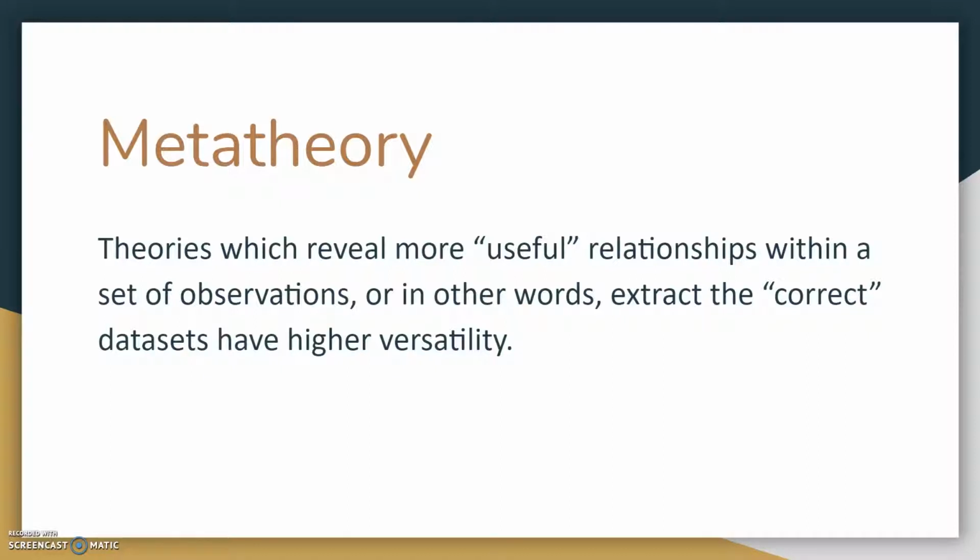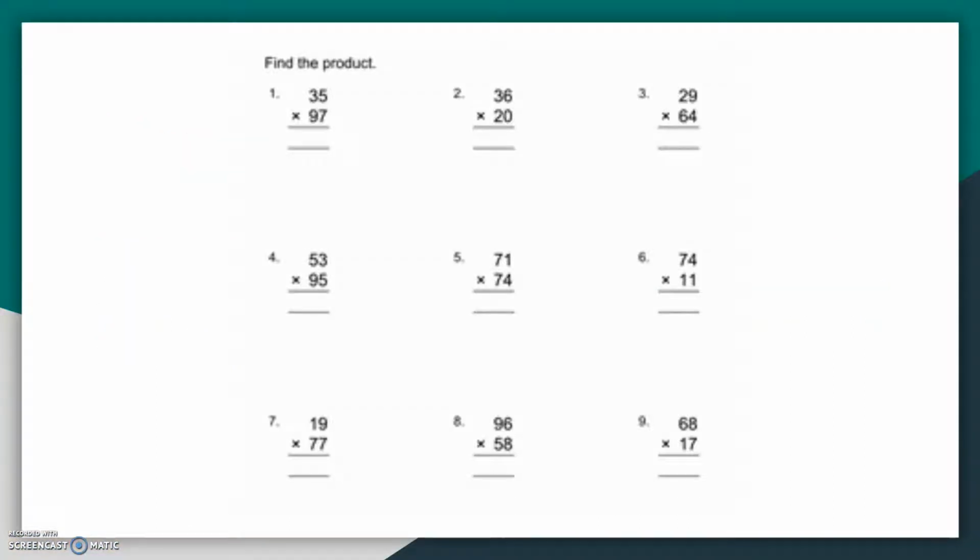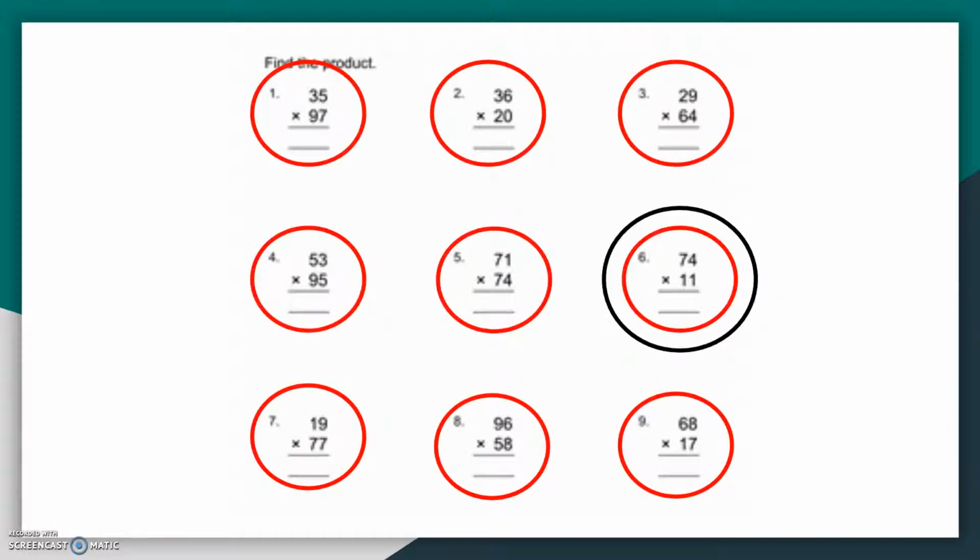The terms useful and correct can only be specified when more context about the situation is known. For example, let's say I have a multiplication test of 9 problems. I want to find out how much more versatile the standard method of multiplication is than the 11 multiplication trick for this test. Correct data sets in this scenario can be defined as the data sets stated on an answer key.